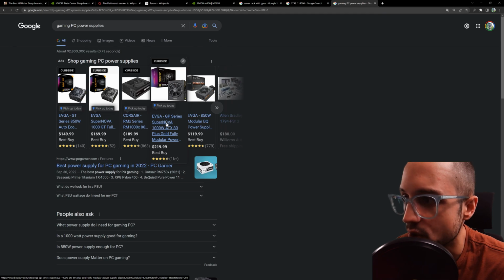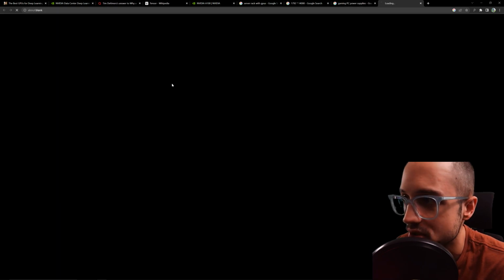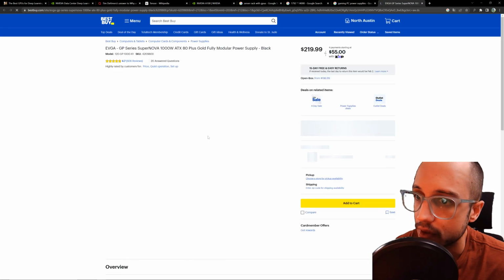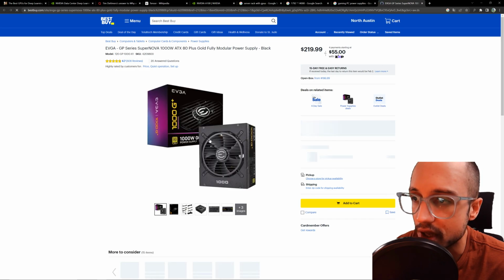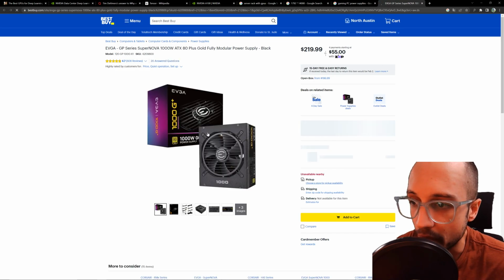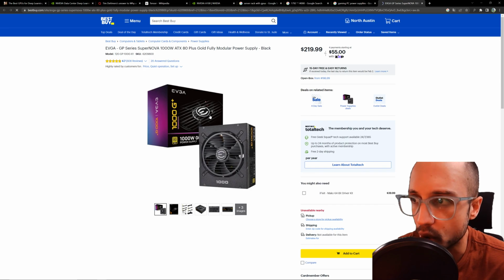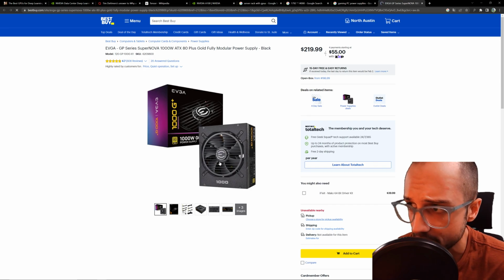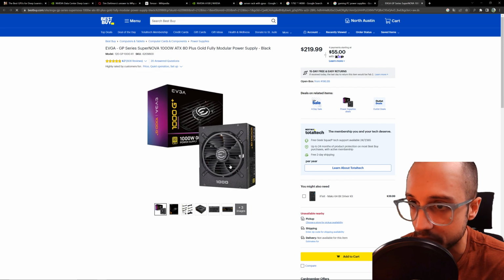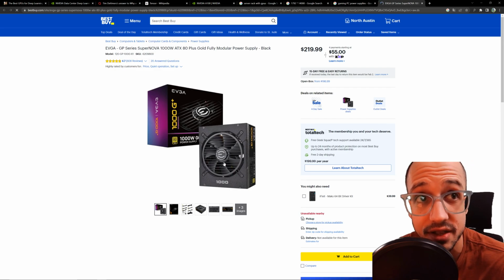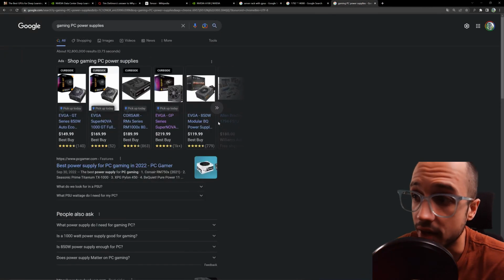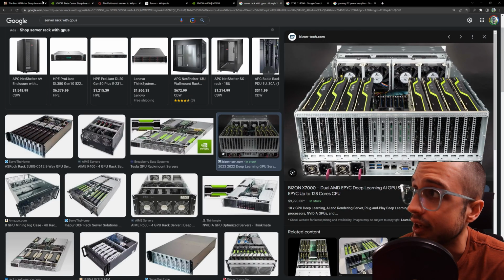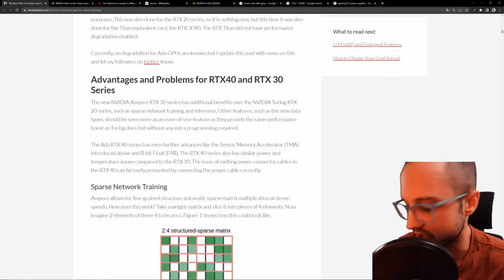1000 watt gold fully powered monster power supply. Because not only will it allow you to use the GPUs now, but the GPUs are only going to get more and more power hungry. So by buying a high quality power supply with more than enough power for your system, you're guaranteeing that in the future, when you upgrade your GPU, your power supply will be able to handle it.